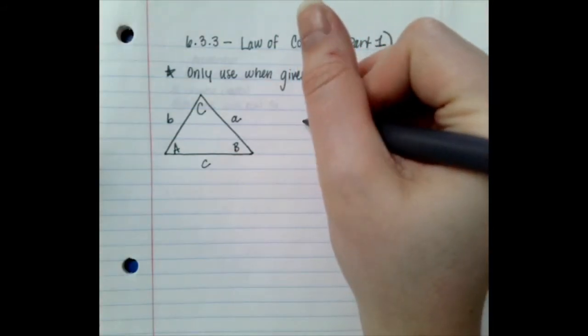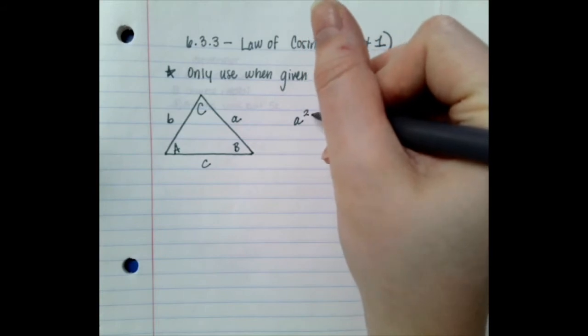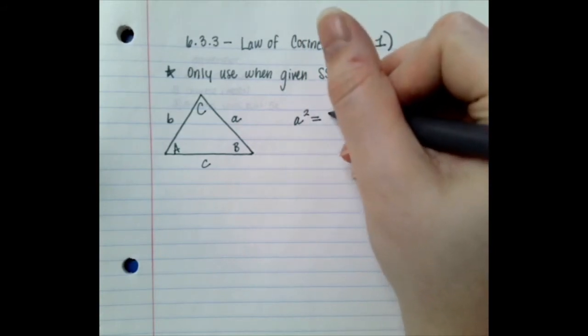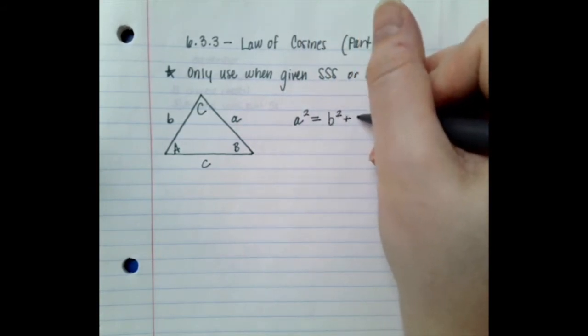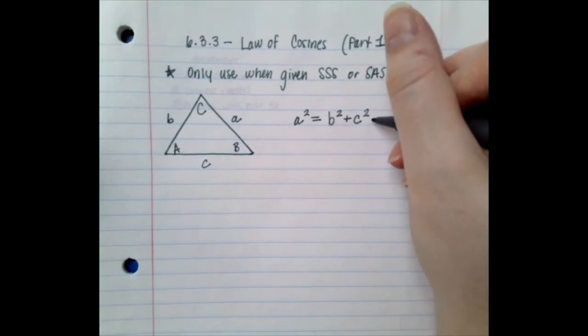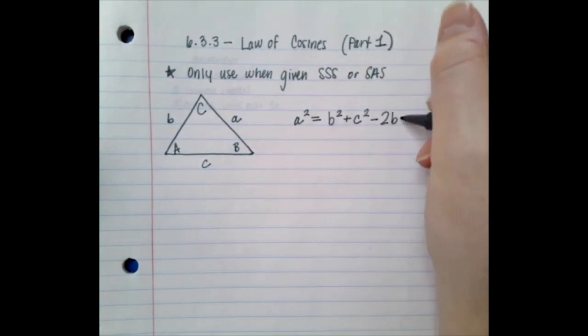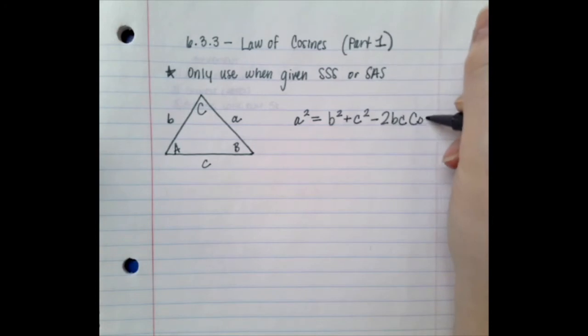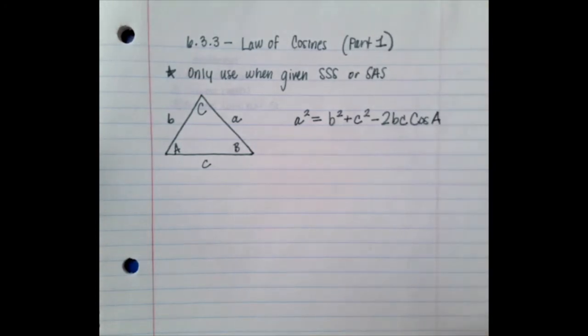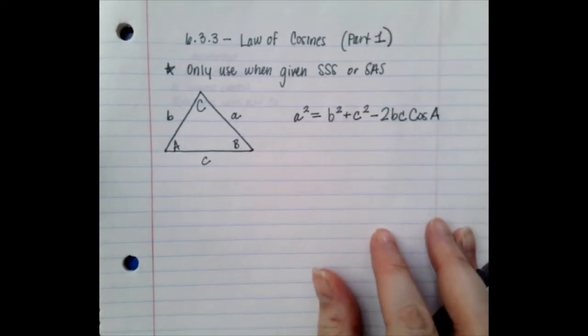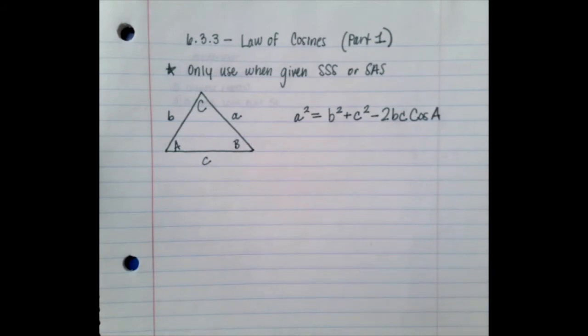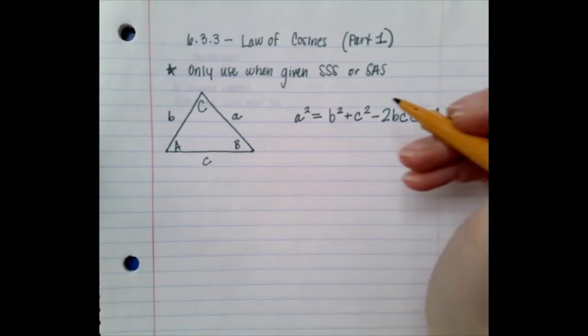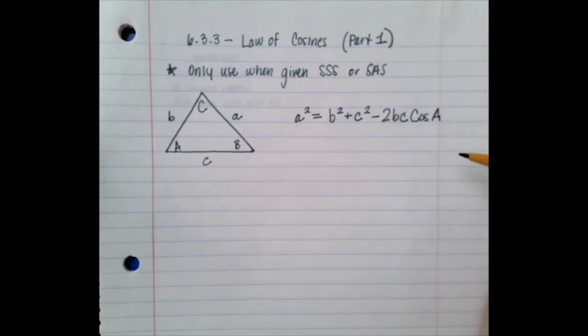So for our law of cosines, we have a squared equals b squared plus c squared minus 2bc cosine of capital A. You don't have to memorize this formula, but you do have to know how to use it. And it's helpful to label each part of this formula with what it actually means in an example.